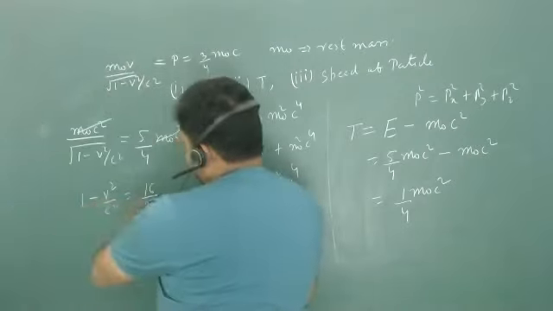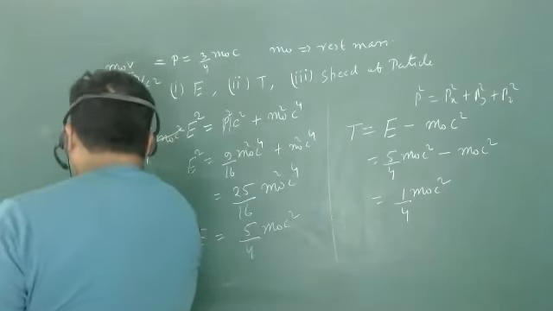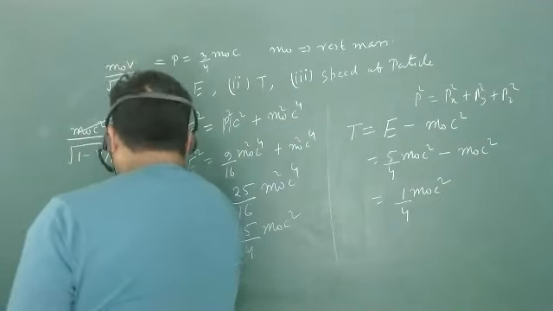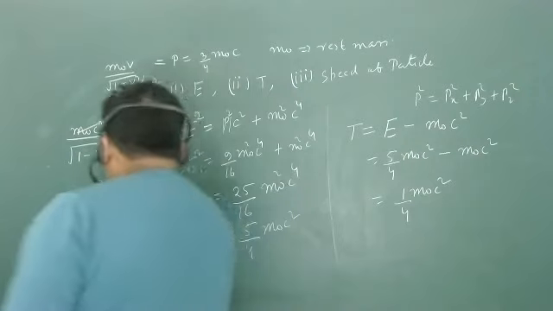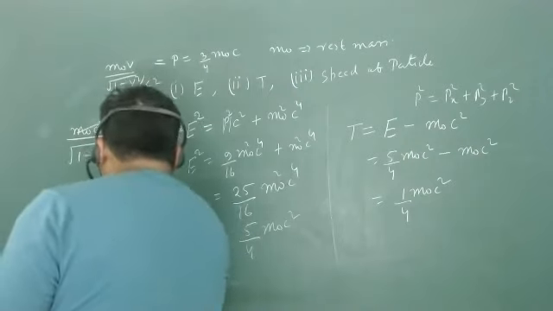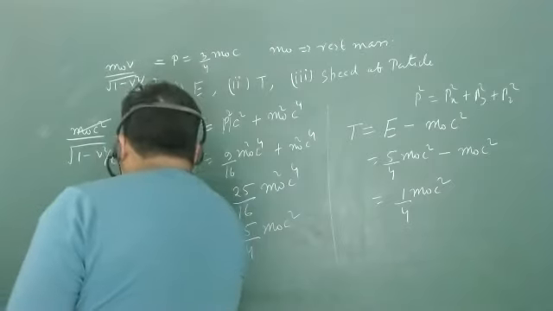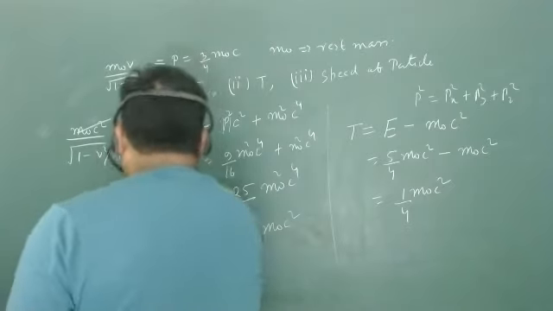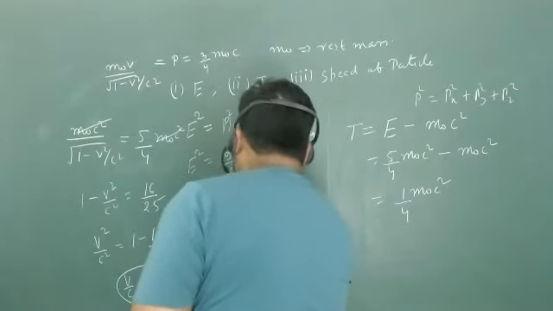And now look here, we can easily get the value. So v square upon c square is 1 minus 16 upon 25. What is this value? v upon c is, what is this? That is 9 upon 25, so v upon c is 3 upon 5. Okay, yes, I get it. So this value is equal to 3 upon 5 c.